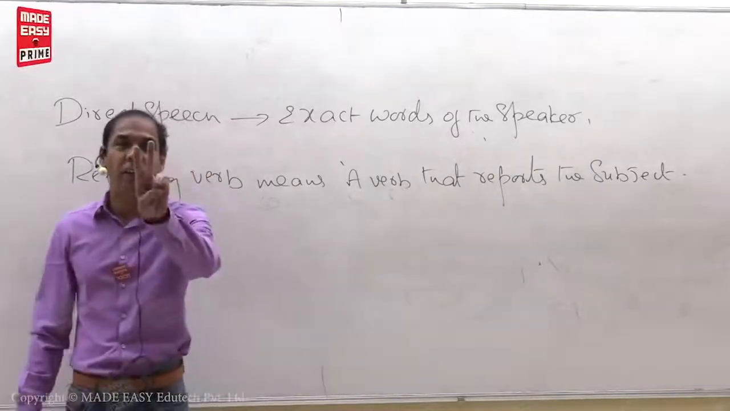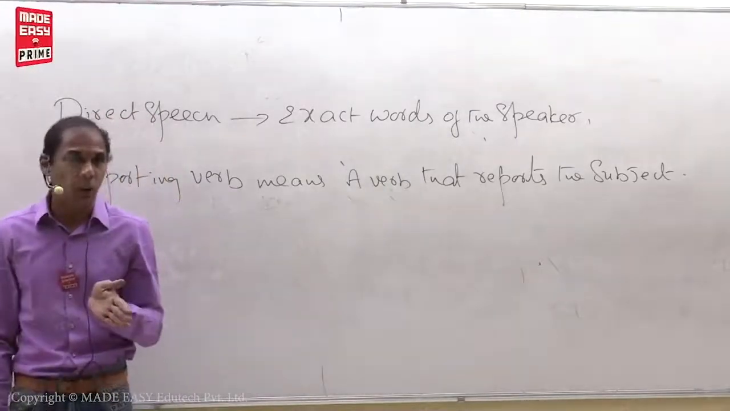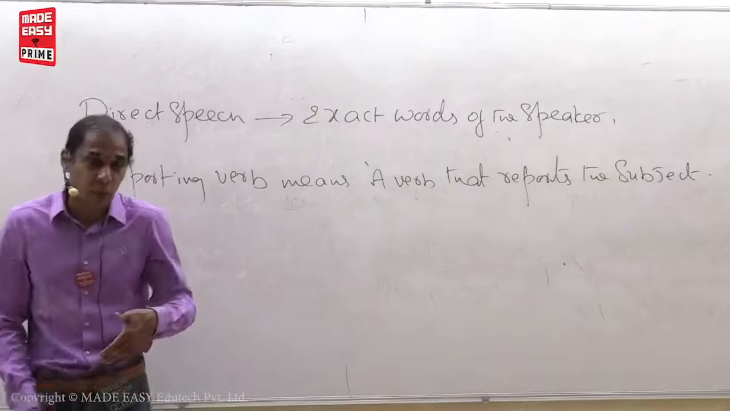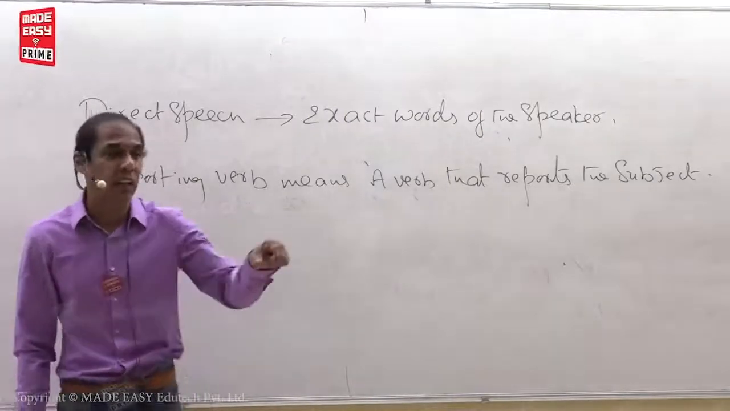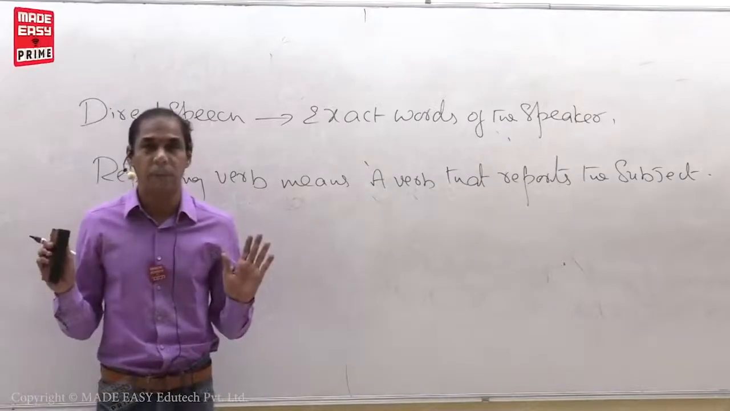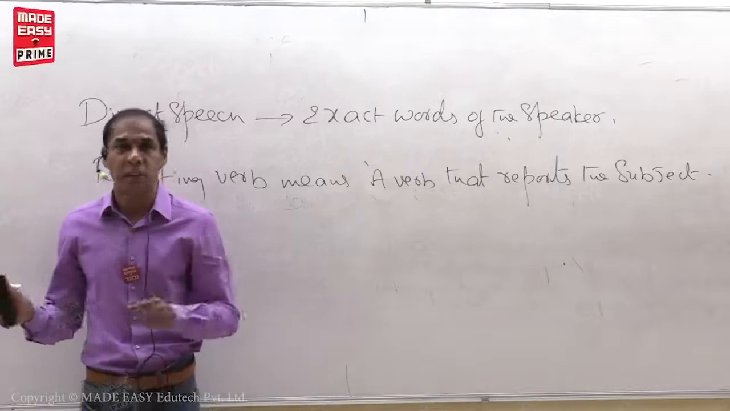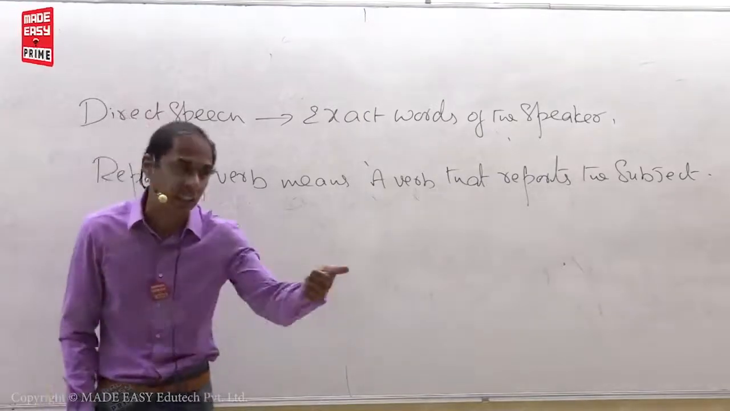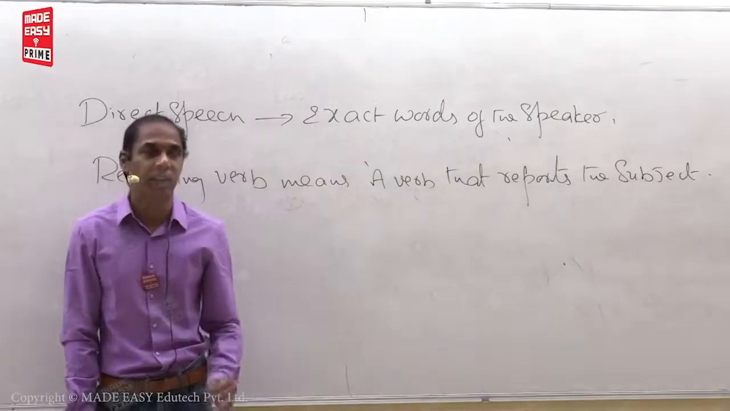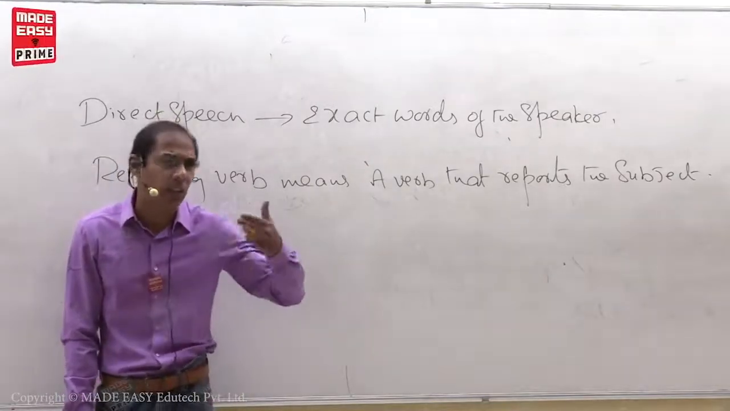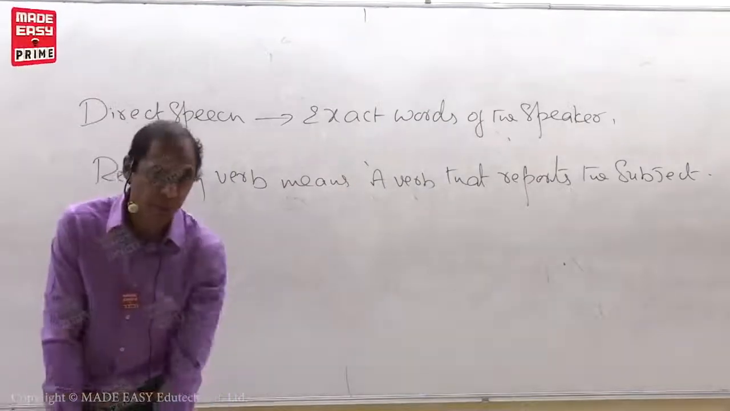Then I will tell her in two forms. Sometimes I go with direct speech, sometimes with indirect speech. Suppose I tell her like this: she said, I am not coming tomorrow, I am going out of station. If I repeat her exact words, this is called direct speech. Direct speech means repeating the exact words of the speaker to the third party.